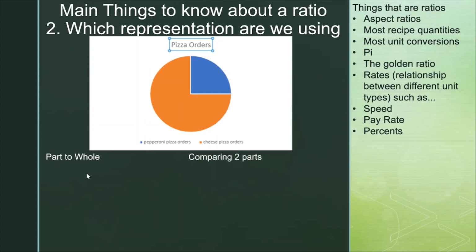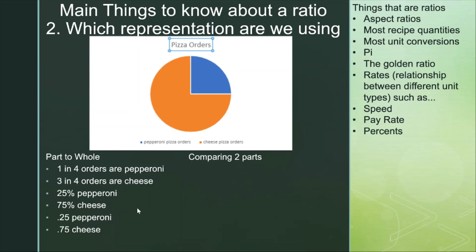So, we have two categories: ratios that express part to whole and ratios that compare two parts. For part to whole, we could say 1 in 4 orders are for pepperoni, or 3 in 4 orders are for cheese. Or we could use the percentage representation, or we could use the decimal representation. You'll see all of these as different ways to represent ratios.